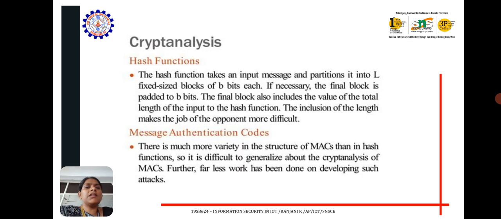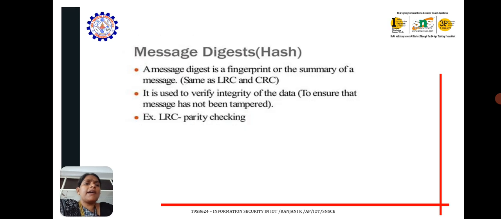Here, for cryptanalysis, we have the hash function and the message authentication code. The hash function takes an input message partitioned into L fixed size blocks of b bits each. If necessary, the final block is padded to b bits. The final block also includes the total length of the input to the hash function. Next is the message authentication code. There is a variety of structures of MACs compared to hash functions, and it is difficult to generalize about the cryptanalysis of MACs.